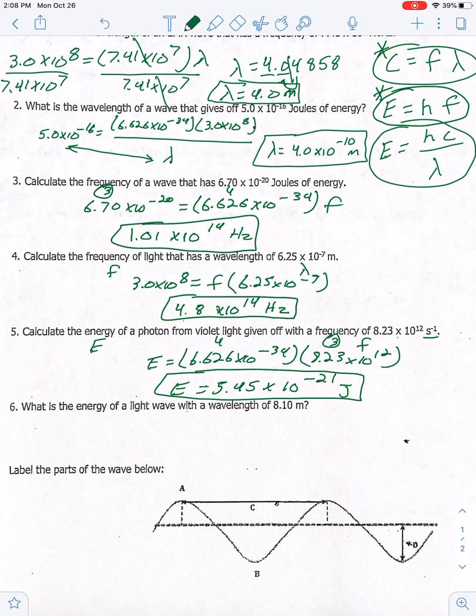Number 6, what is the energy of a light wave with a wavelength of 8.10 meters? So we're looking for E, and we know wavelength. So that means we're going to use that last equation, E equals hc over wavelength. So E I don't know, so I'm going to leave it as E. H, 6.626 times 10 to the negative 34 times, let me go ahead and move this wavelength out of the way, times C, which is 3.0 times 10 to the 8th. Sorry, that was a horrible 8.